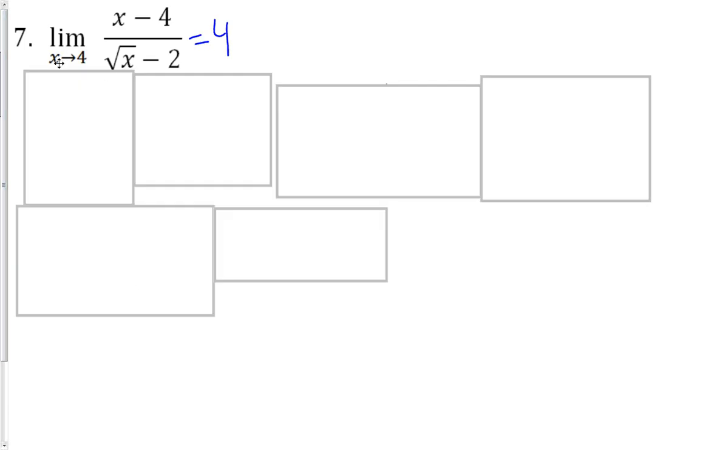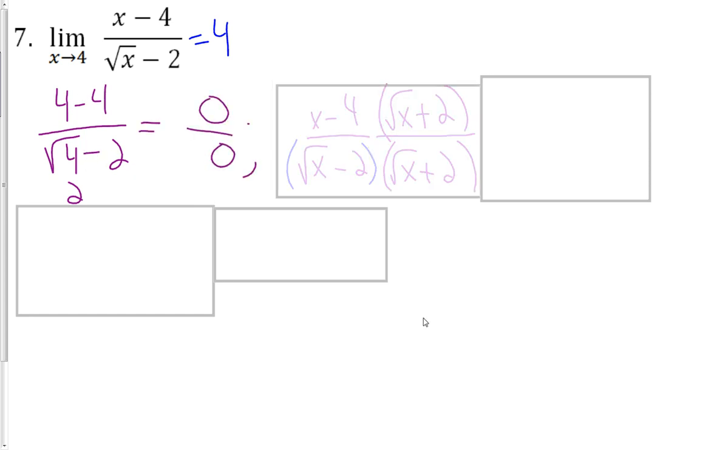A couple more problems left. And we have the limit as x goes to 4 of x minus 4 over square root of x minus 2. Now this time we have some denominator work to do, and it looks like our goal is to get x equals 4. And so plugging it in, 4 minus 4 is 0, square root of 4, 2 minus 2, also 0. So more work.